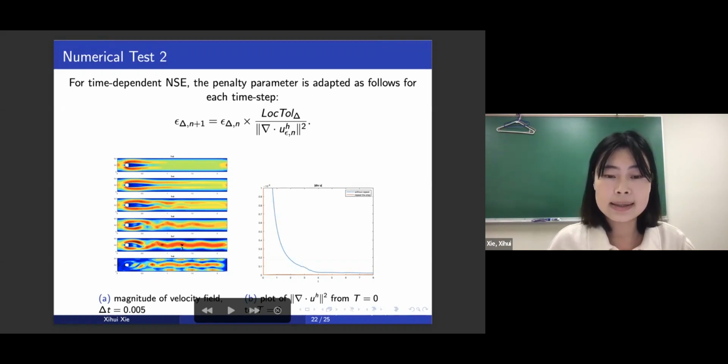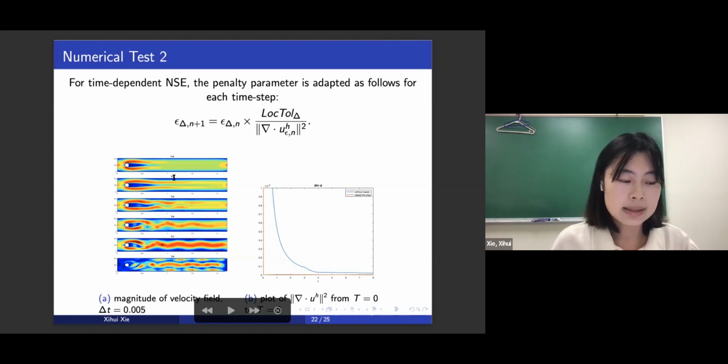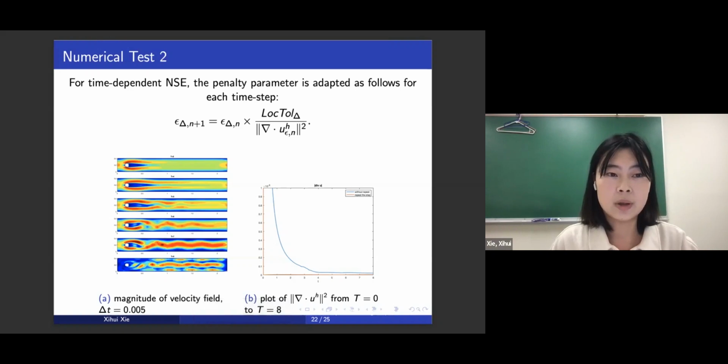On the left-hand side is a result from without repeating this step. We see the magnitude of the velocity field and the vortex shedding off the back of this cylinder. So we can say that the element-wise penalty method can predict the flow problem accurately.